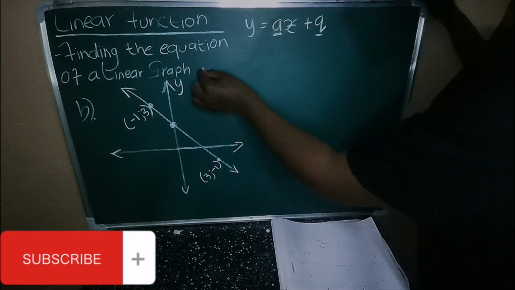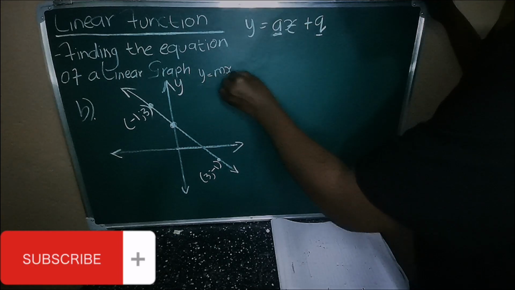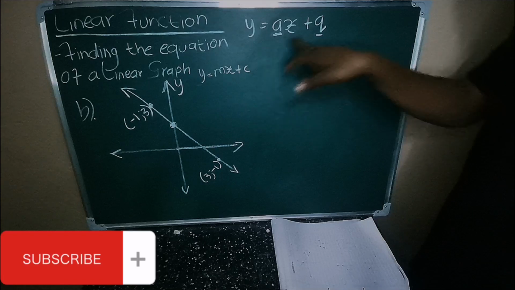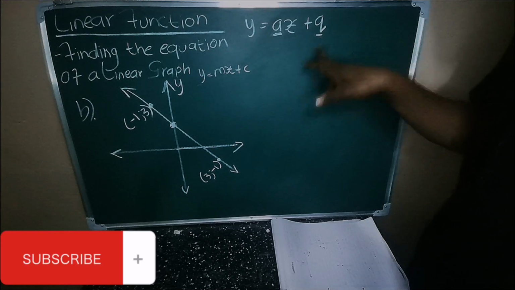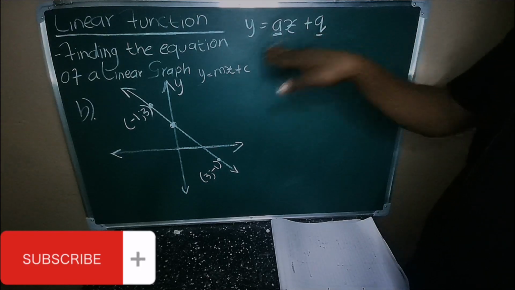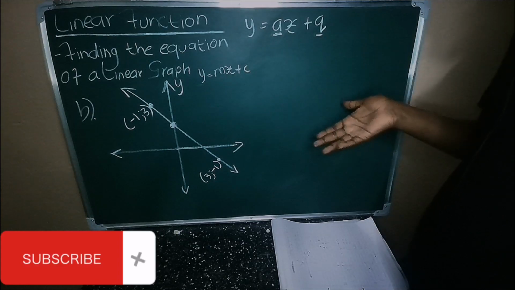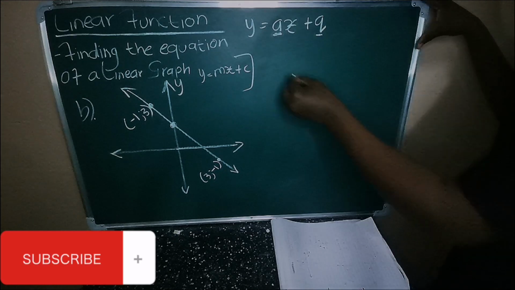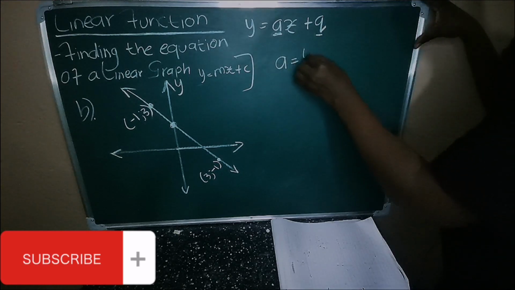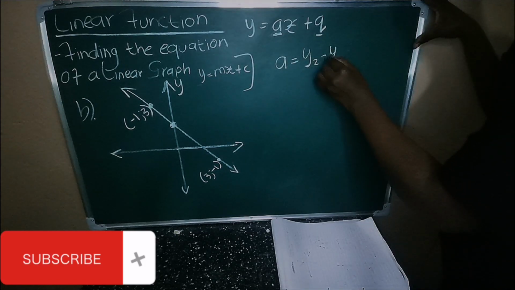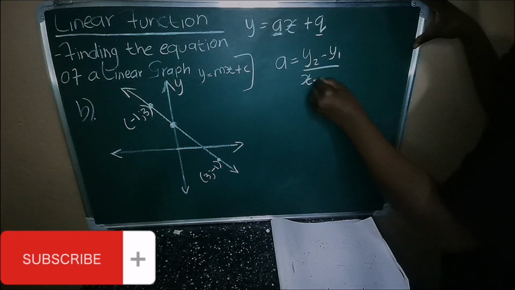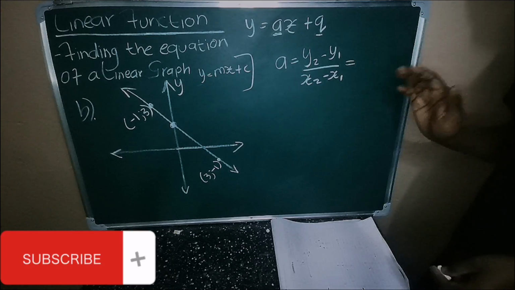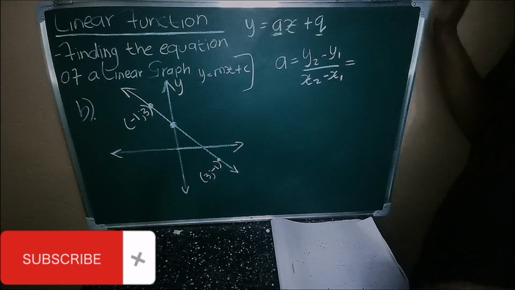They can write it as y is equal to mx plus c. It's the same thing. M here is our gradient, c here is our y-intercept or y-coordinate of our y-intercept. These two equations or formulas are the same. Now, how do you find the value of a? Gradient formula. a here is equal to y2 minus y1 over x2 minus x1. Now you need to label the coordinates of our graph.